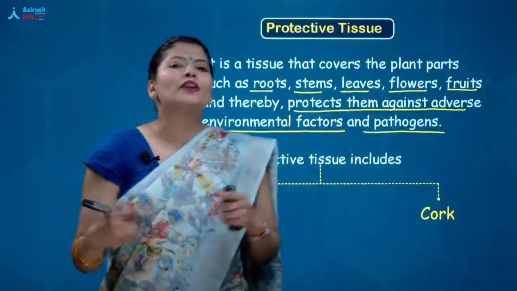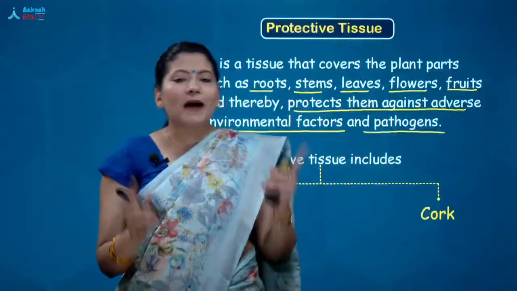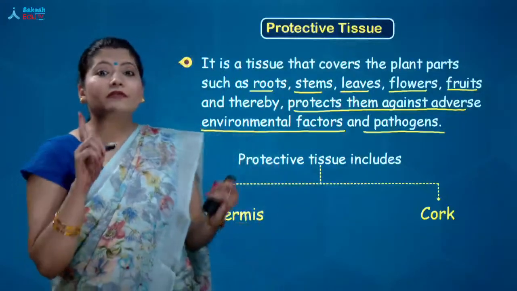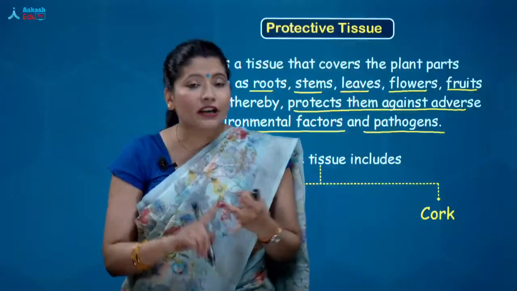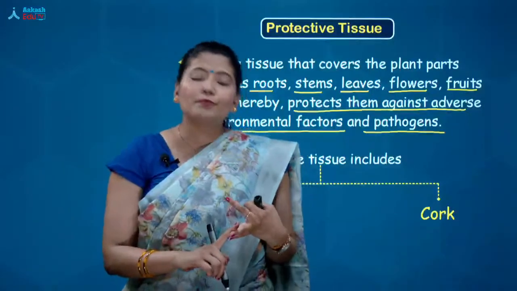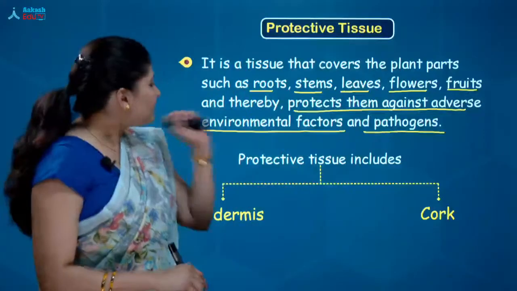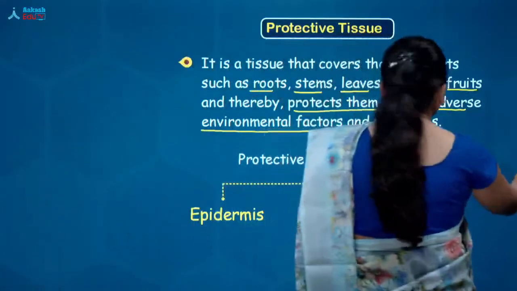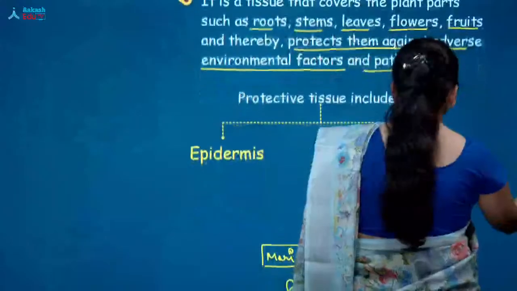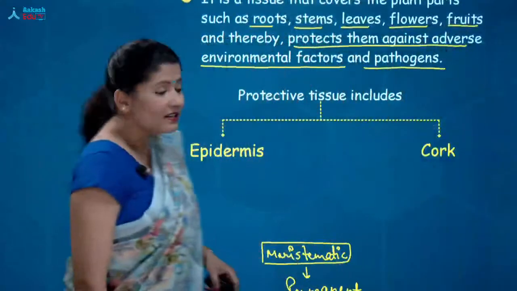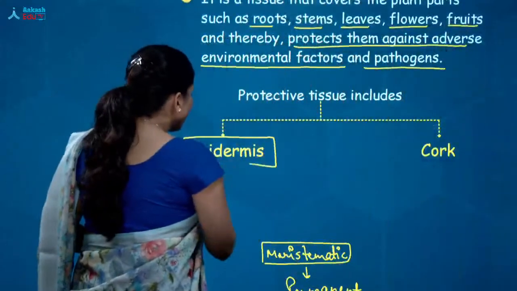Now what kind of pathogens we are talking about here? See, pathogens means we are talking about any kind of bacterial infection, any kind of fungal infection, worms का infection जो plants को होते हैं, उनसे कौन बचाता है? Protective tissues. Well, these protective tissues are of two types, that is epidermis and cork. What's that? Epidermis and cork.